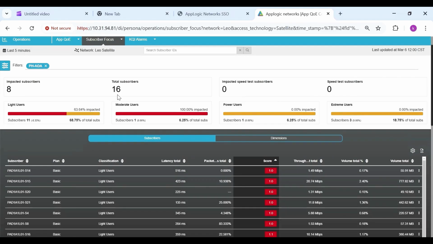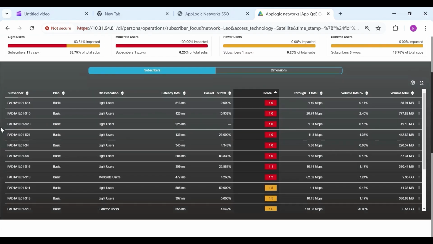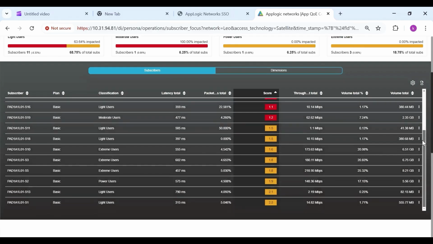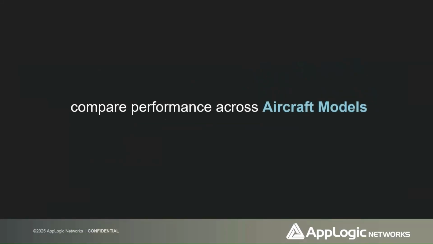We can see that there was a total of 16 subscribers with 8 that were impacted. We can see the list of the subscribers that were impacted. We can see all of the different metrics that are relevant to them. We can even choose other metrics that weren't shown there.